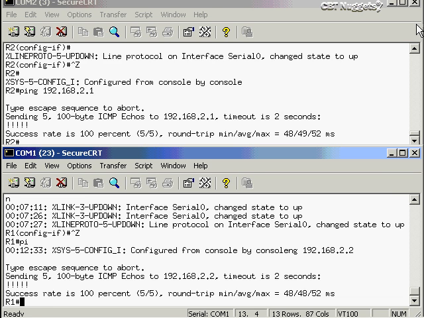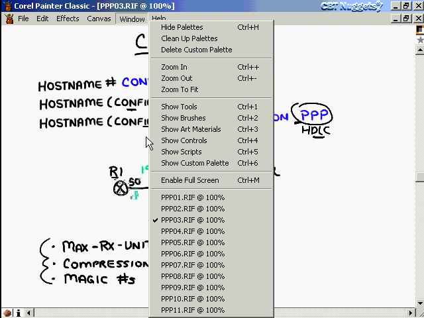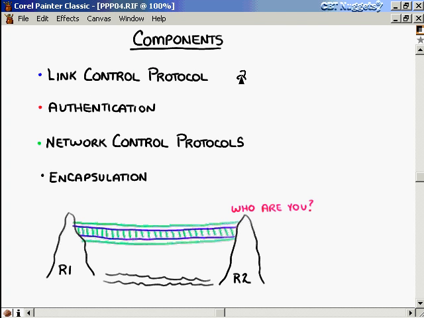There are 4 components, or phases if you will, in the point-to-point protocol, and they are, starting with the top, link control protocol. These are addressing the layer 2 variables. Then we also have authentication. This is an optional phase. And within this optional phase, you have 2 choices, PAP and CHAP, that we're going to cover in more detail later on in this nugget.